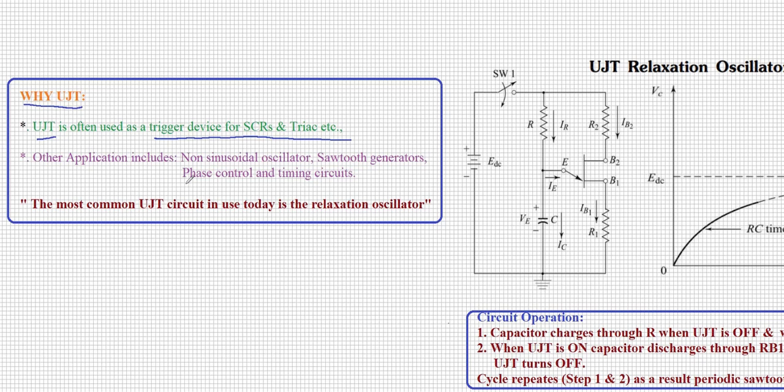Other applications include non-sinusoidal oscillators. Other than sinusoidal, we can generate other oscillations. Then sawtooth generators. In the UJT relaxation oscillator, we are going to see how we can generate this sawtooth wave, which I'm going to show in the next circuit. Also, it can be used for phase control. SCR, as the name suggests, is silicon controlled rectifier, so in the rectified output you can control the phase. By using UJT and SCR together, you can do phase control applications also. Then timing circuits can also be generated.